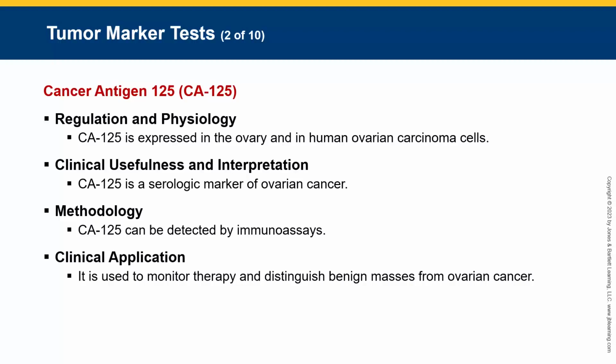CA125, cancer antigen 125, is expressed in the ovary and in human ovarian carcinoma cells. It is a serological marker of ovarian cancer. It can be detected by immunoassays, and it's used to monitor therapy and distinguish benign masses from ovarian cancer.